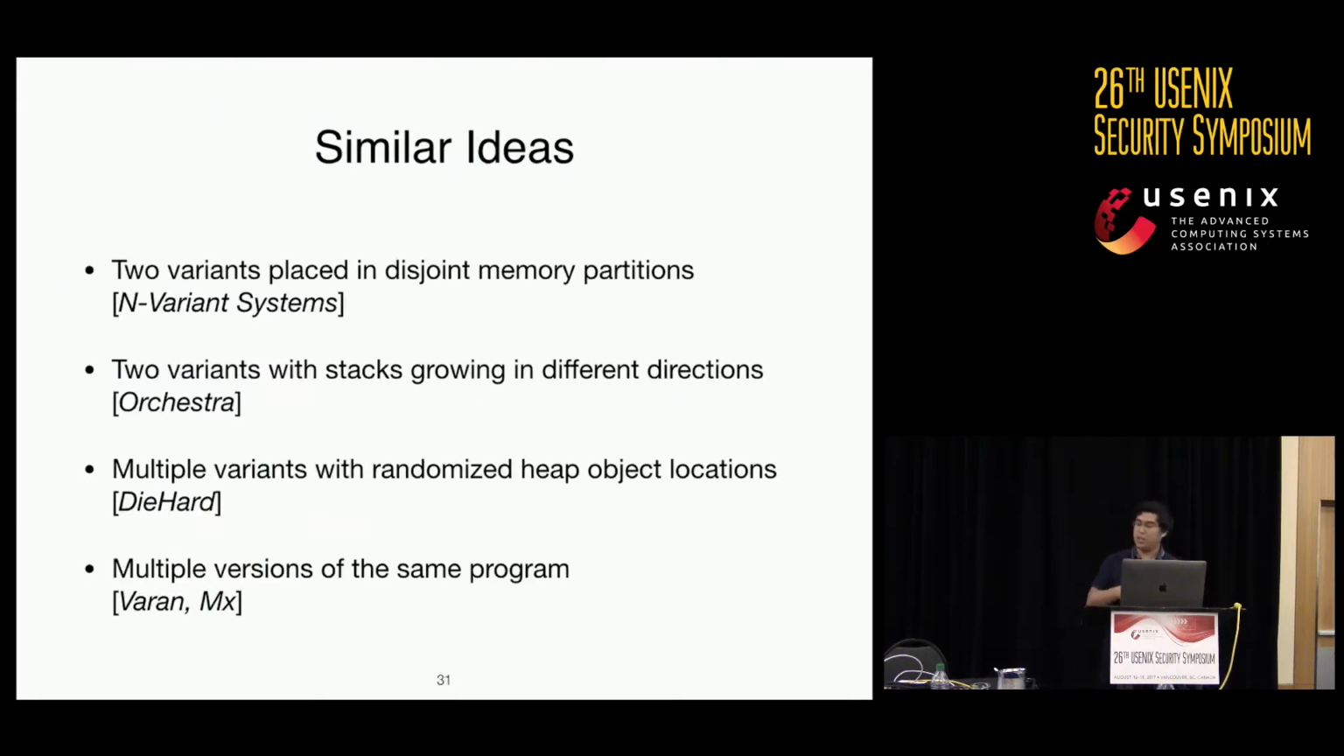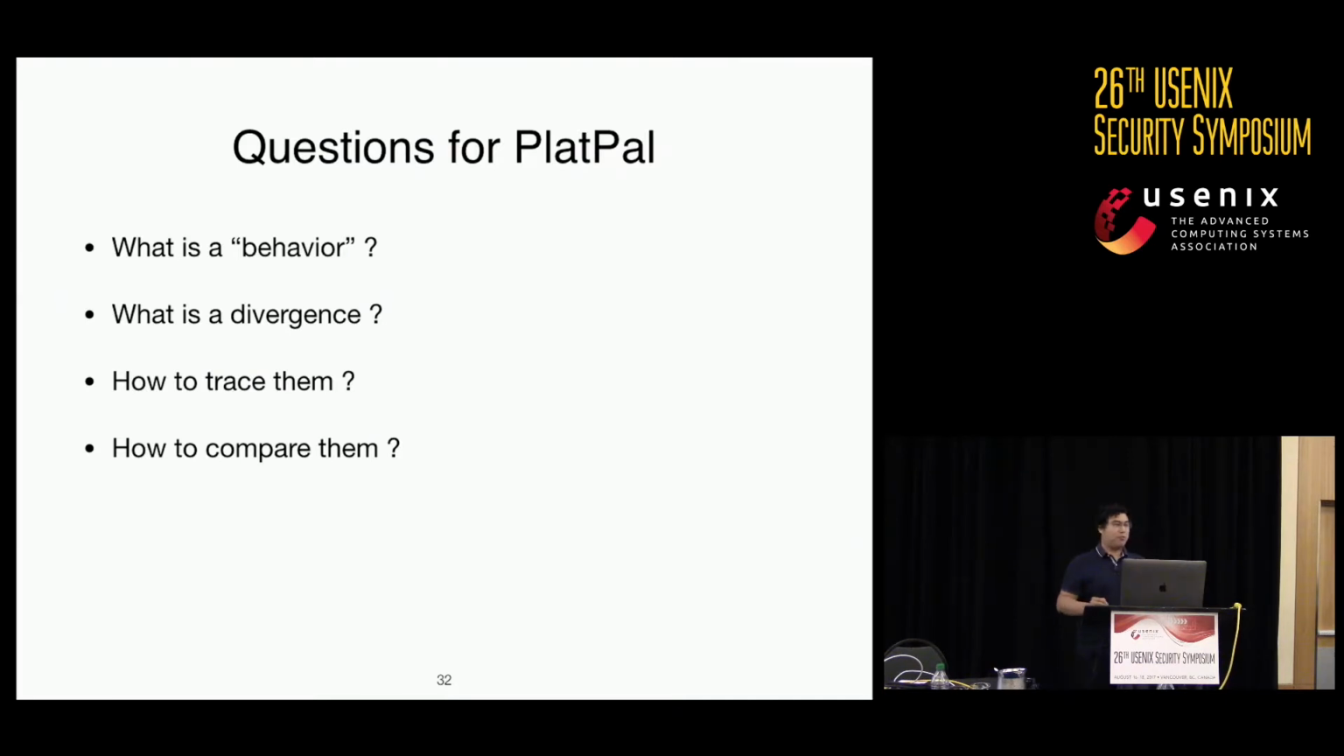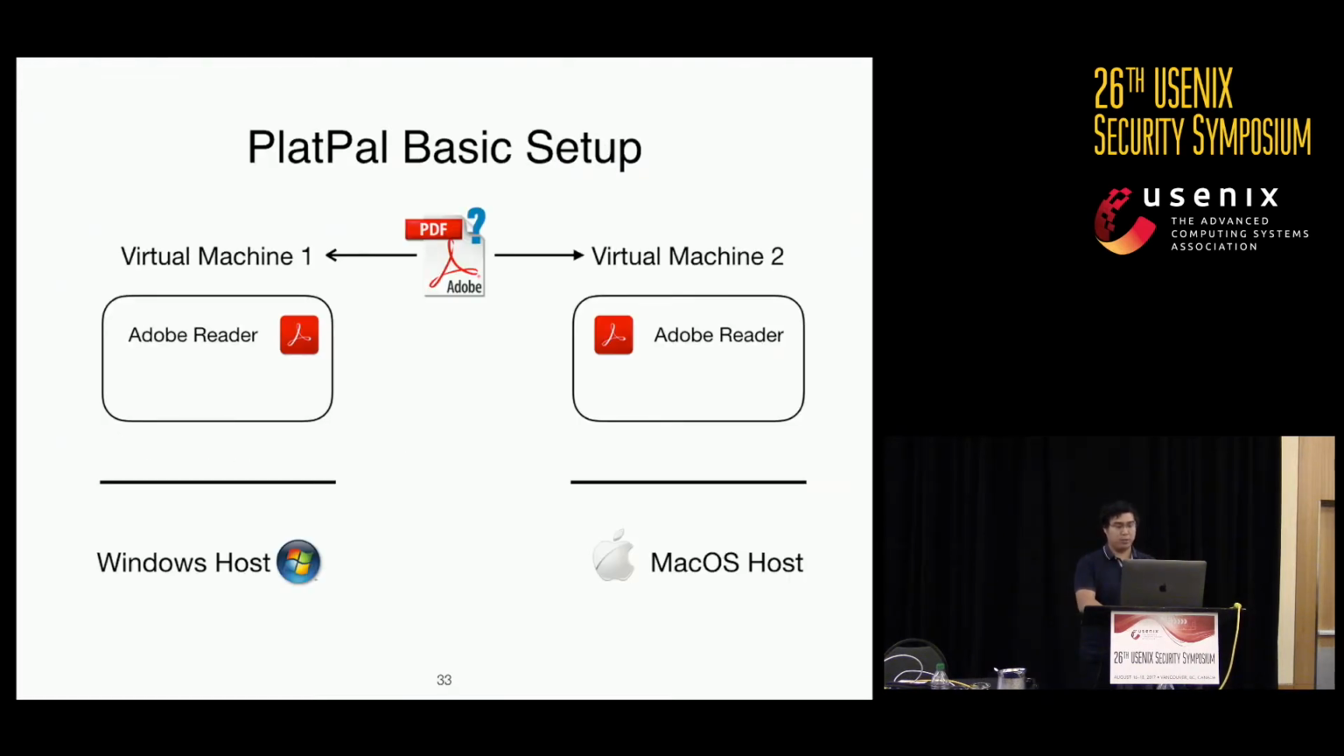Actually, this idea has been explored by some prior work. There are N-version systems which try to introduce diversity and use it to detect whether something bad is happening. But PlatPal is the first work that used platform diversity, and there are some very unique questions we need to answer, like how do you define a behavior, how do you define a divergence, how to trace them efficiently, and how to compare them without raising false positives. So let's see where we can find those behaviors.